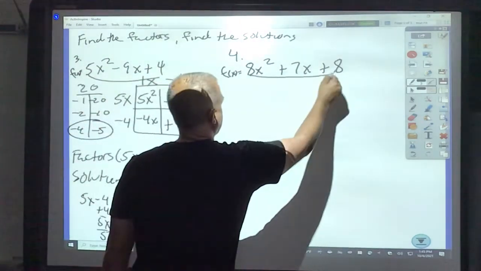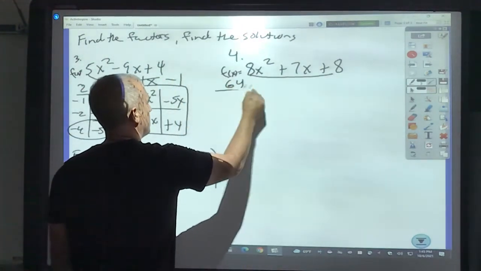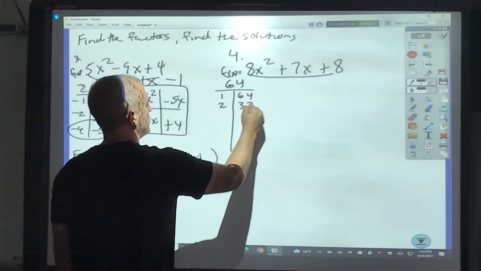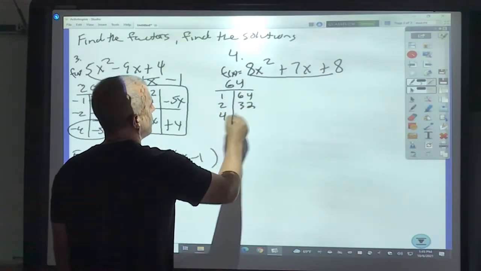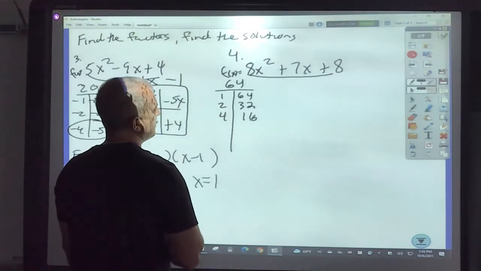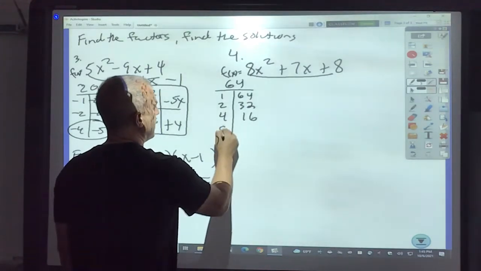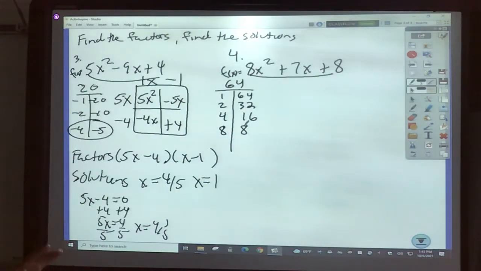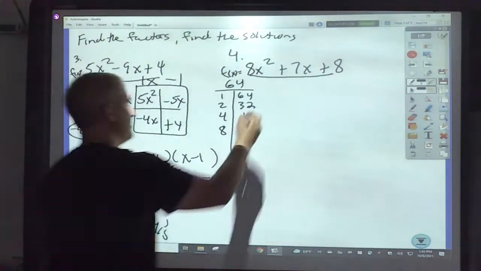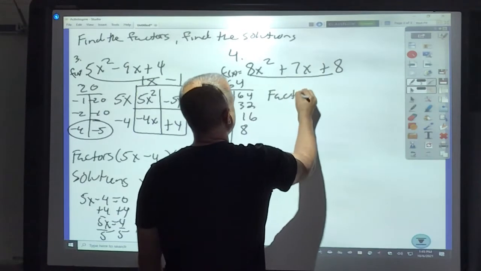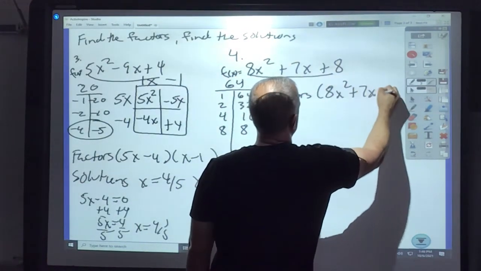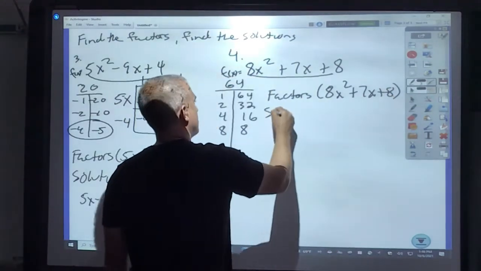This would be 8 times 8, which is 64. Factors of 64 are 1 and 64, 2 and 32, 3 no, 4 and 16, 5 no, 6 no, 7 no, 8 and 8. Since everything's positive, I'm good. Do any of those add up to 7? They do not. So my factors, real easy, are just the polynomial itself. It's not factorable.